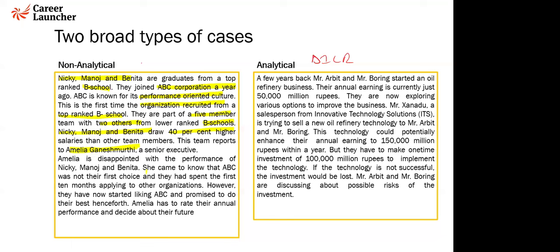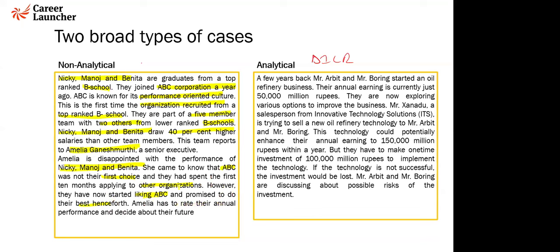Amelia is disappointed with the performance of Nikki, Manoj, and Benita. She came to know that ABC was not their first choice and they had spent their first 10 months applying to other organizations. However, they have now started liking ABC and promised to do their best henceforth. Amelia has to rate their annual performance and decide their future.